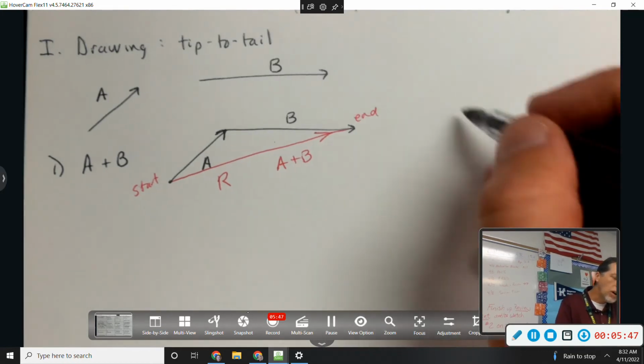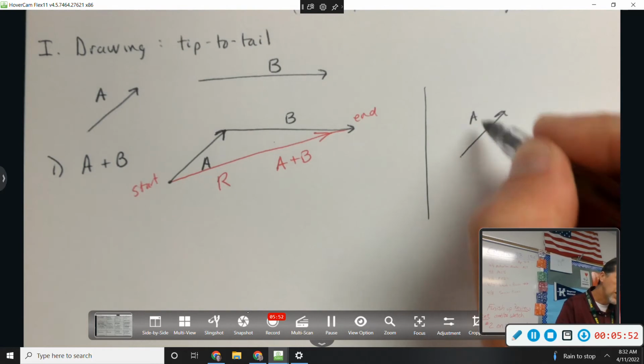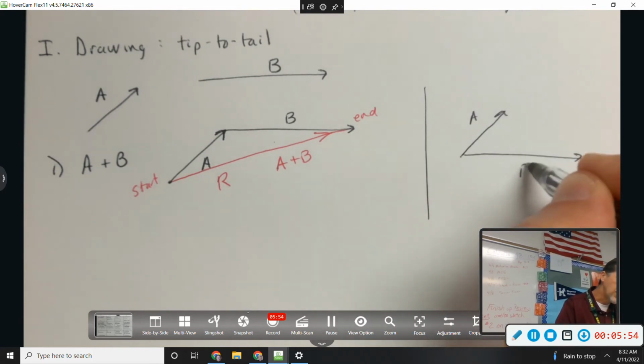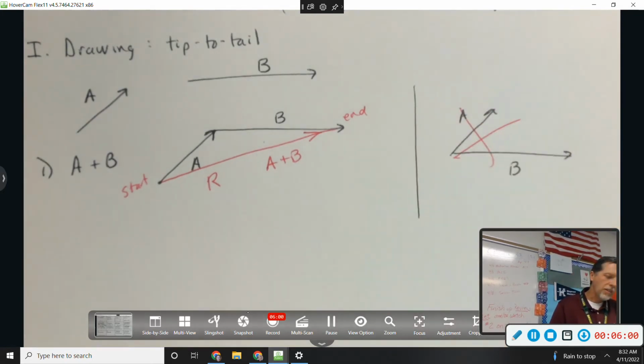So what would be wrong, like wrong answers? A common wrong answer would be this, but that's not how you follow directions. You don't go back to the start every time, so that's not right.